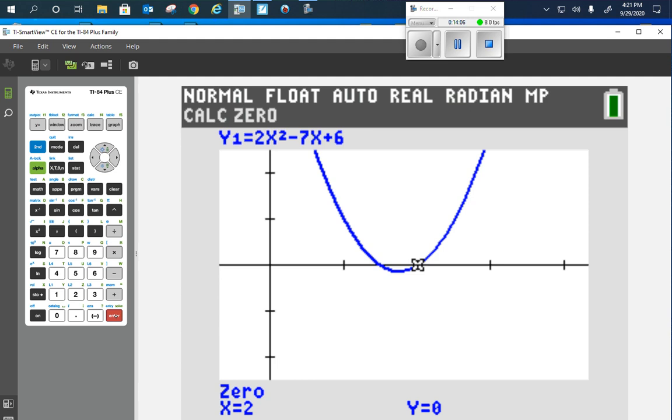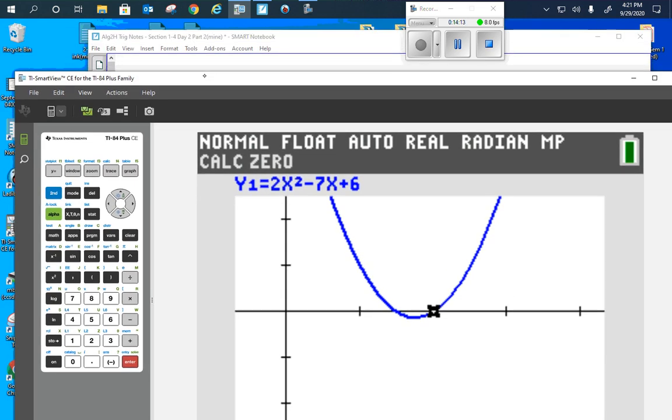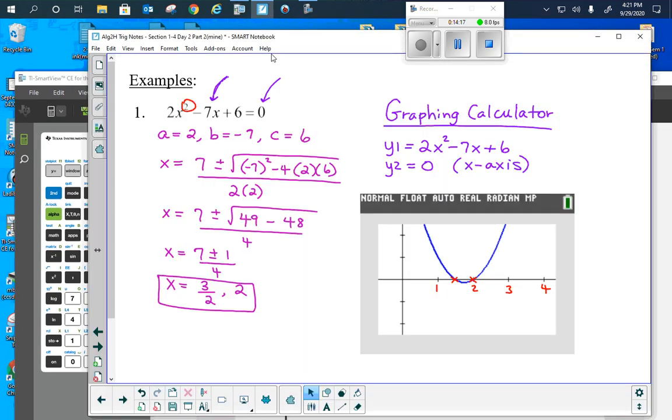Okay, and that is exactly the same numbers we just had, 1.5 and 2, and those are the same things that we had sitting right here. Okay, 1.5 and 2.